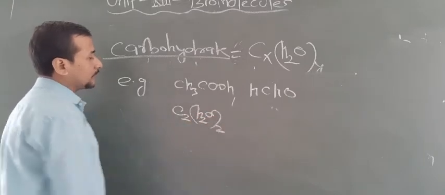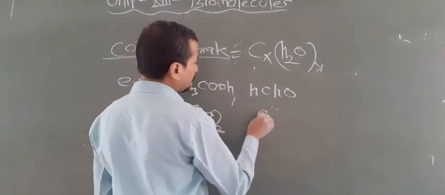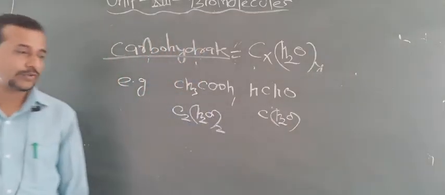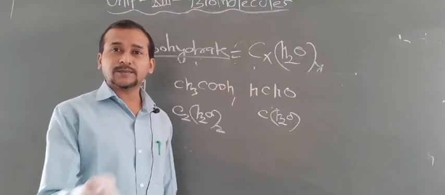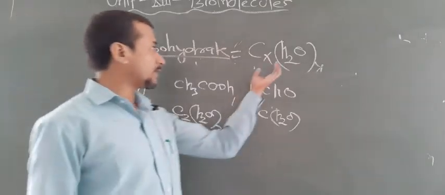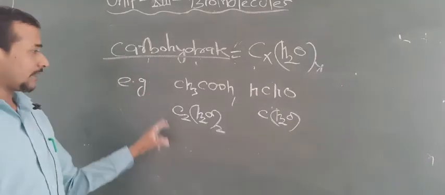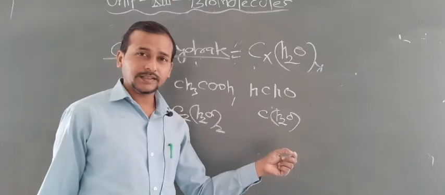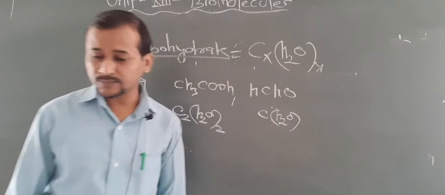C2H2O, whole 2. Look here, this is just like this formula. Here also C1 and H2O to the power 1, whole 1. Both have the same formula, but they do not belong to the carbohydrates. So it is not necessary that all those compounds which have the same formula as carbohydrates are carbohydrates. These are 2 common examples which may be asked in the board examinations: give one example of a chemical compound which has the formula like carbohydrates, but is not a carbohydrate.